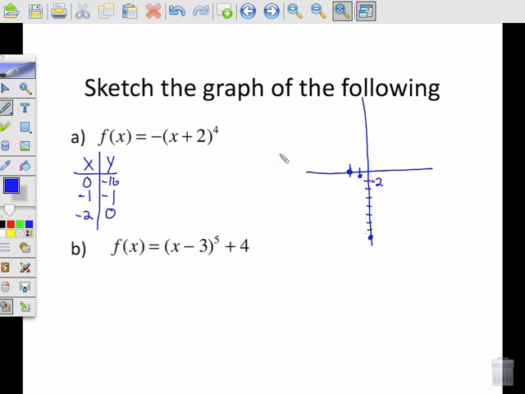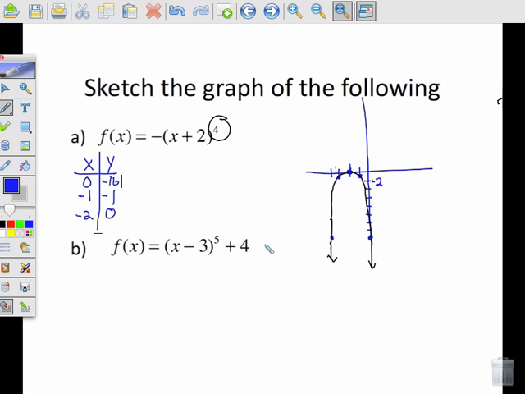There's my vertex. We can see this is opening down. It is shifted to the left. I can do my reflections. But what we're trying to see here is that this graph is a parabolic shape. As it comes towards the vertex, it's flatter than what it normally is. And it's flatter because of the power of 4 as my degree.